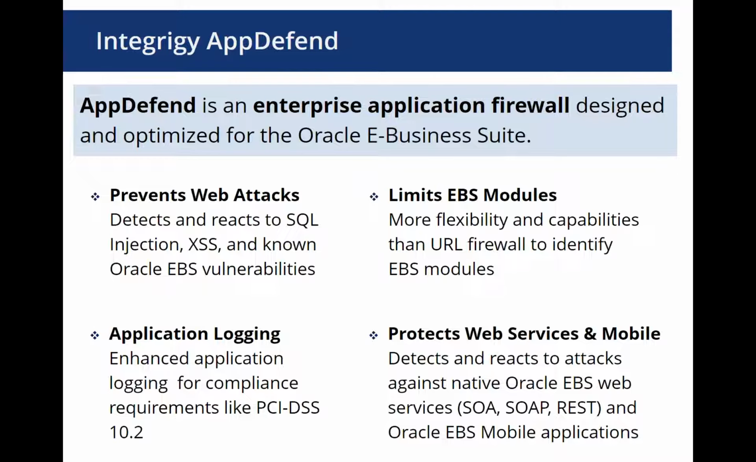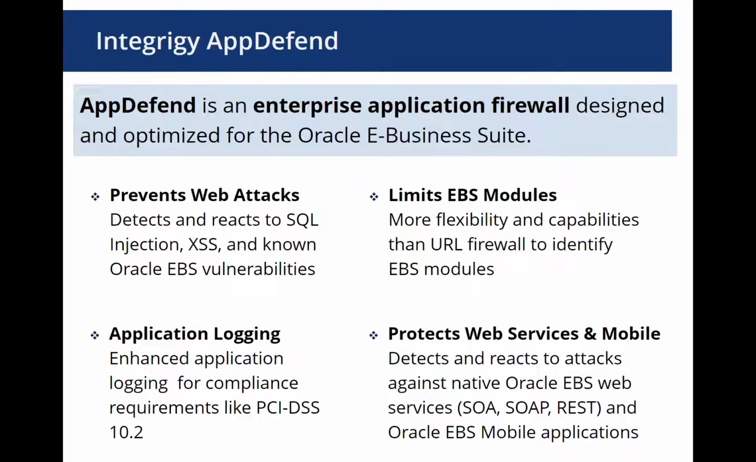The first key feature of AppDefend is that it protects against known security vulnerabilities. For every single CPU that comes out, we provide a rule for every single Oracle E-Business Suite security vulnerability. We also provide a generic layer of protection against SQL injection and cross-site scripting, because we know not all bugs are patched and that there are unknown and undiscovered SQL injection and cross-site scripting bugs within Oracle E-Business Suite, so we provide a layer of generic protection.